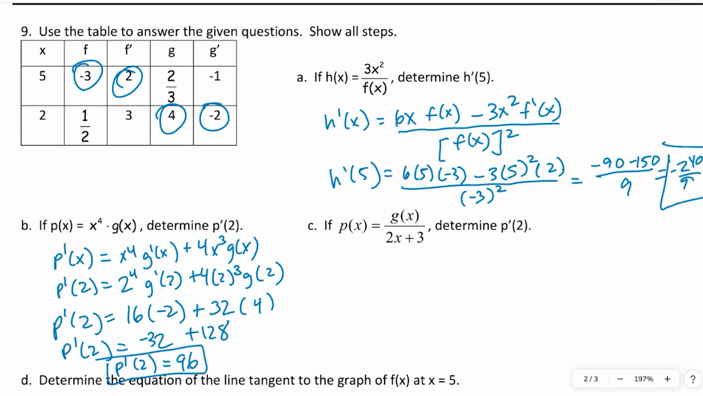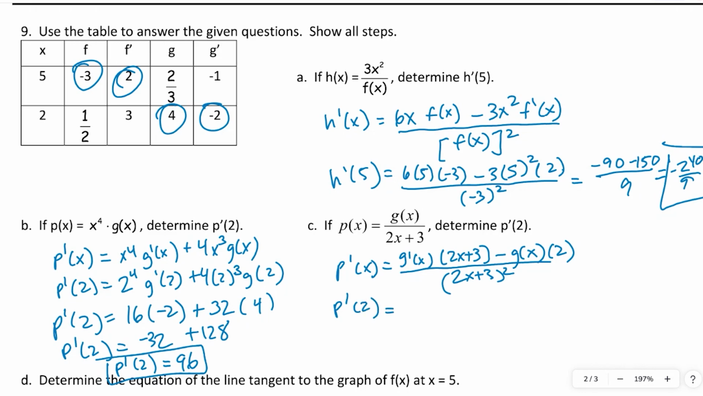Letter C. Looks like we're going to have another quotient property here, or quotient rule. So the derivative of p will be the derivative of the top, which is g prime of x, times 2x plus 3, minus g of x, times the derivative of the bottom, which is just 2, all over 2x plus 3 squared. And now I can evaluate that at x equals 2.